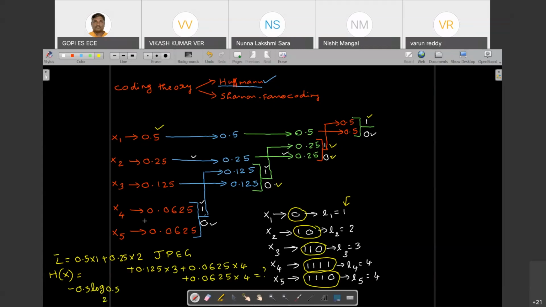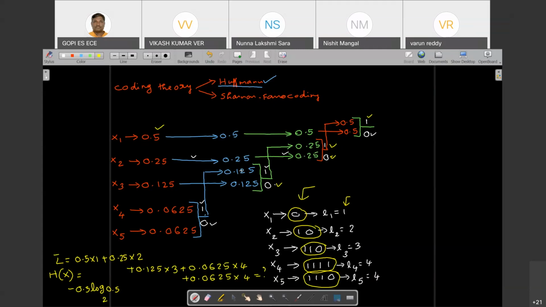You are asking this L bar, right? Vikash Kumar, you are asking L bar, isn't it? Sir, I'm asking about X1, X2. I don't understand. You want me to explain about this coding? Yes, sir. And how can that X1, X2 value be 0, 1, 0? How to get this code, right? Yes, sir.